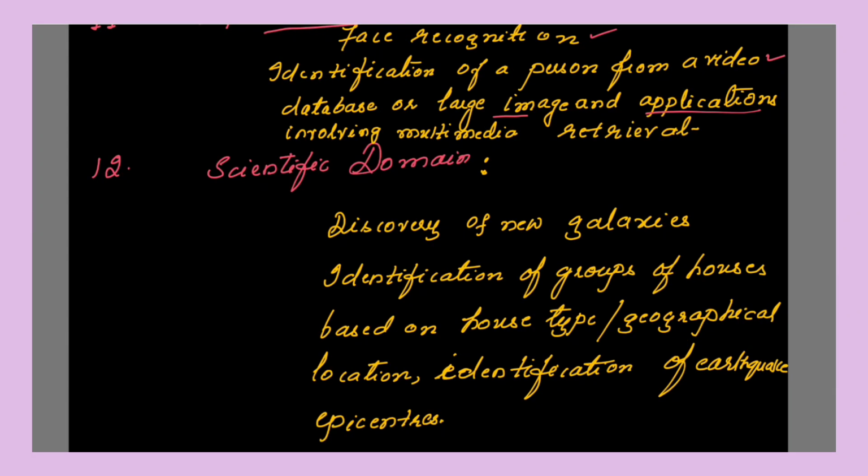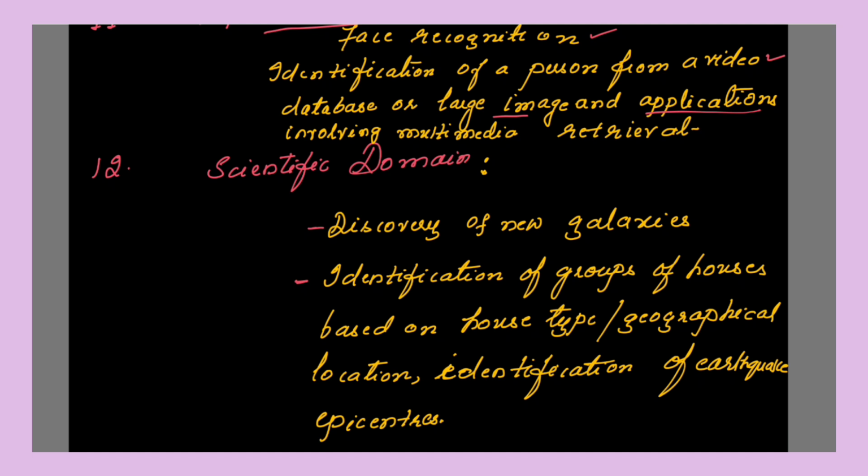Scientific domains: discovery of new galaxies, identification of groups of houses based on house type and geographical location, identification of earthquake epicenters. The first one, discovery of new galaxies. Machine learning is used in the discovery of new galaxies by automatically analyzing large amounts of astronomical data from telescopes, and it allows computers to identify galaxy candidates within images by classifying their shapes and features. This will definitely accelerate the process of finding new galaxies compared to manual analysis.